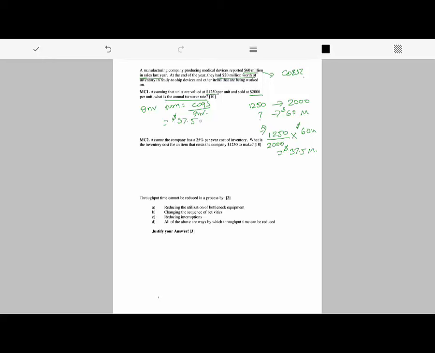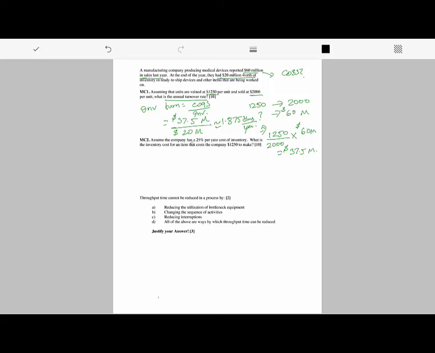37.5 million divided by our inventory of 20 million comes out to be about 1.875. That means we turn 1.875 turns per year. We flip our inventory 1.875 times. Okay, that's all we needed for that part of the question.